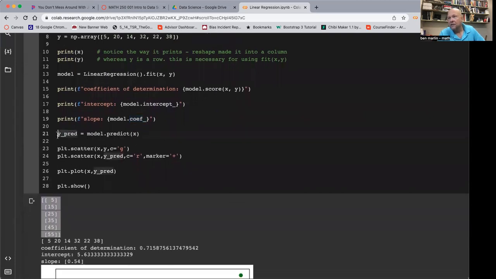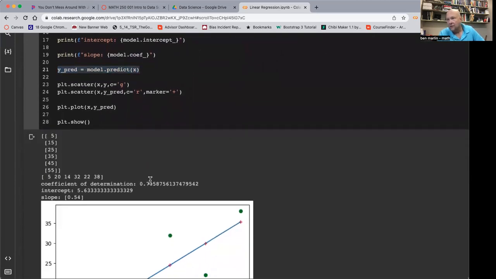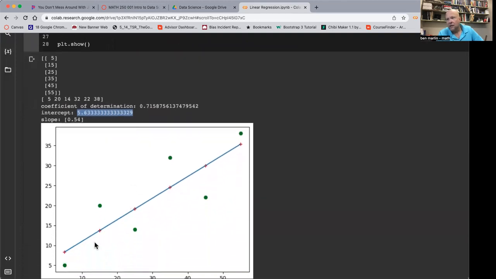There's another piece that I'll say something about in a minute about this prediction stuff, but this went ahead and printed out here that we had a coefficient of determination about 0.7159. That's fairly strong, but not super strong. Okay. Then this intercept of 5.6 and the slope of 0.54. If we went ahead and drew y equals 0.54 times x plus 5.63-ish, it would look about like that.